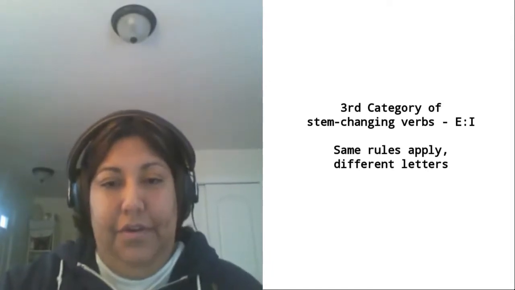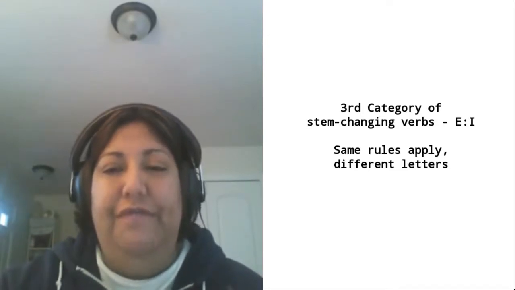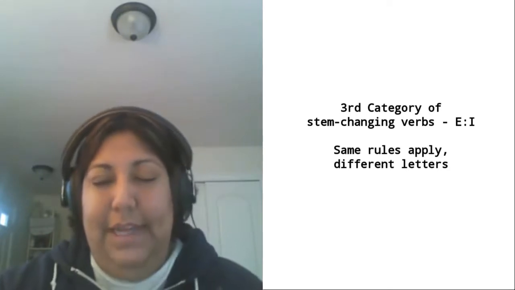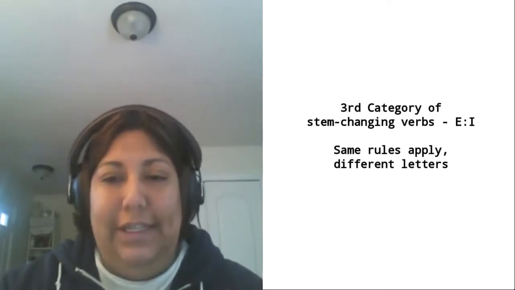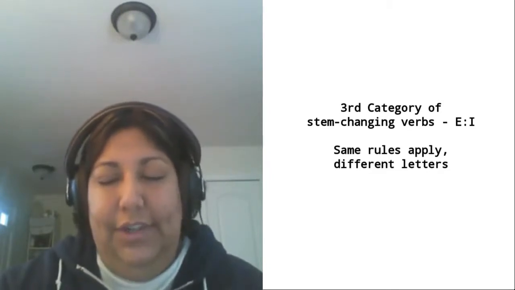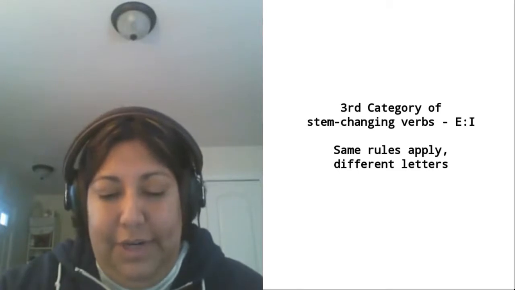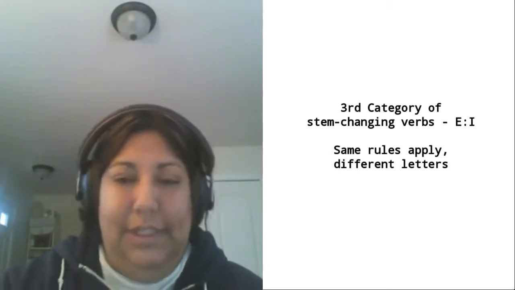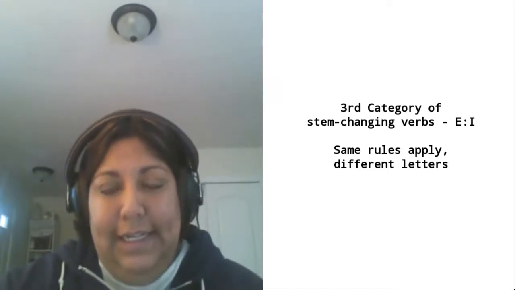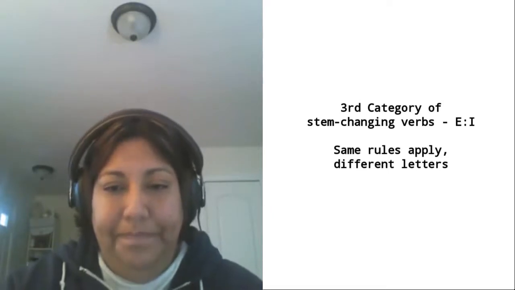This is the third and final category of stem changing verbs. Luckily for you, the same exact rules apply as your first two categories. The only difference is that different letters are going to replace the ones, like O to UE and E to IE. This time it's just an E to an I.